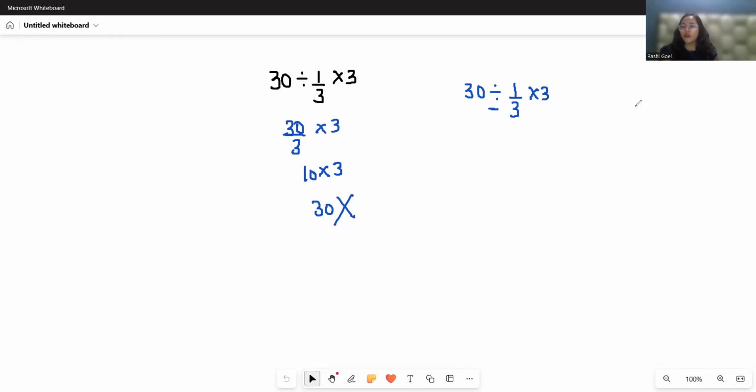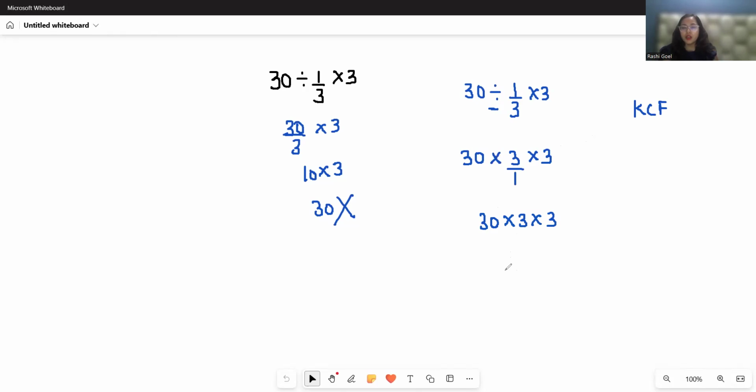What you have to do is follow the KCF rule, where K stands for keep, that means keep the left hand digit. C stands for change the symbol, division to multiplication, and F stands for flip. Flip 1/3 to 3/1, times 3. So this gives us 30 times 3 times 3.